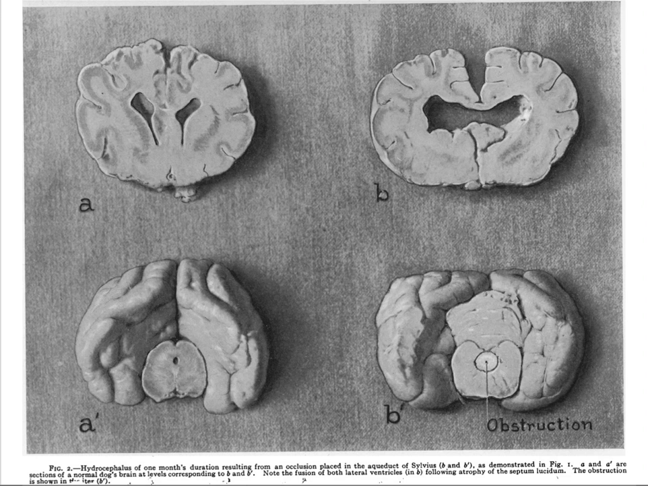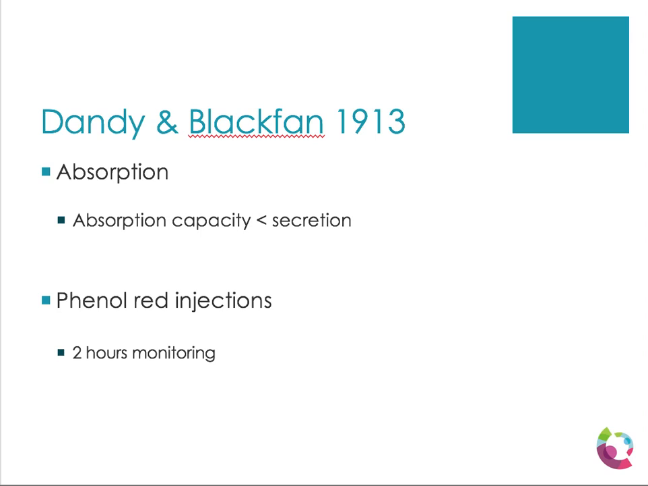Here's an illustration from the paper showing a control animal on the left, and on the right, an experimental animal with the ventriculomegaly and the obstruction. Based on these findings, Dandy and Blackfan concluded that the absorptive capacity of these animals has to be much less than the secretion, and that's how you're getting the ventriculomegaly.